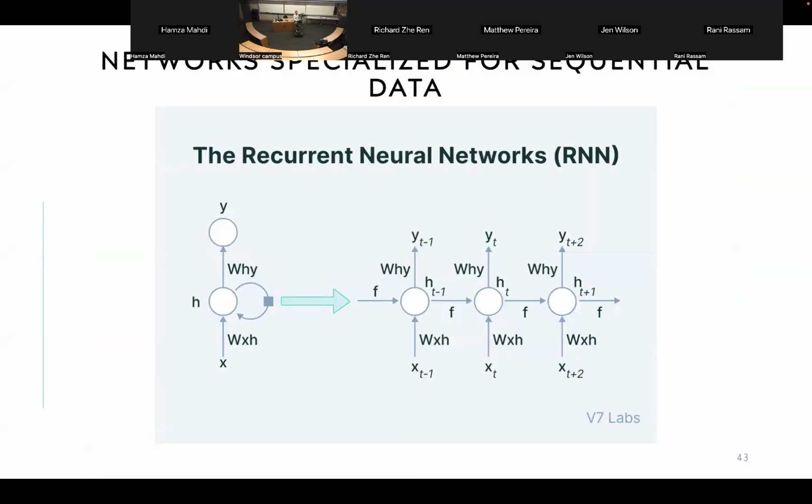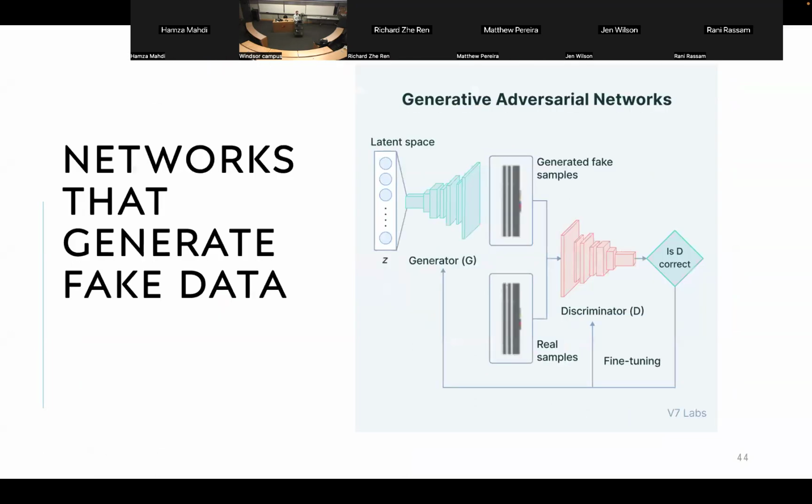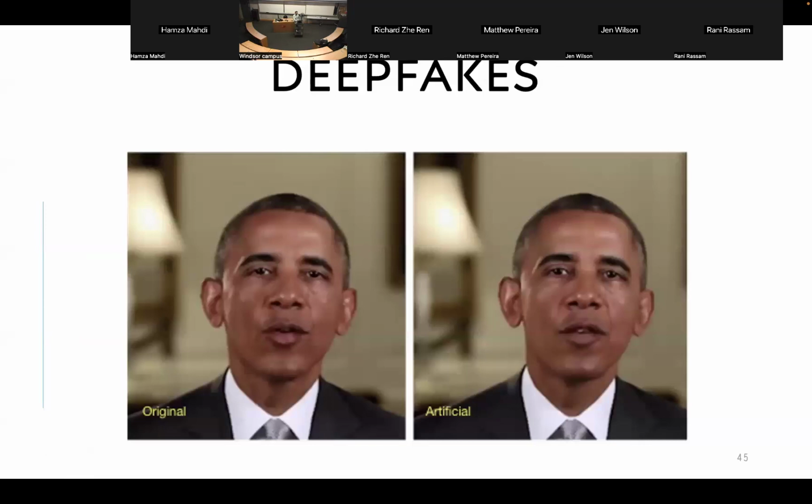There are other types, such as ones that look at sequential data. There are other ones that generate fake data, generative AI, if you've ever heard the buzzword, and you can see they're getting really good.